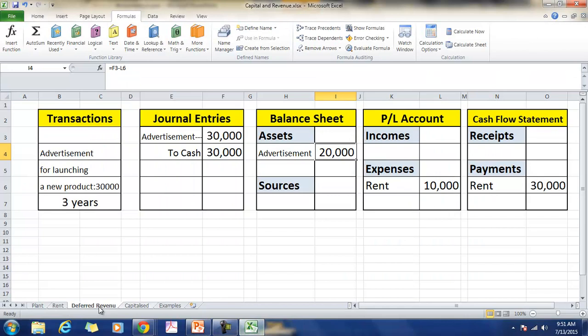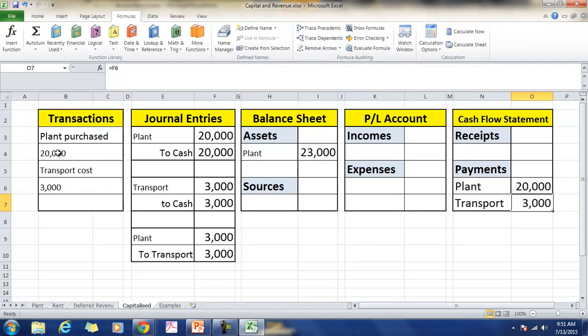So in this case also, for example, I purchase a plant of 20,000 and the transportation is 3,000. So the payment is 20,000 and 3,000. But should I treat anything as an expense? It depends on the decision whether I'll capitalize this transport cost or not. In this case, we are assuming that the entire transport cost is capitalized.